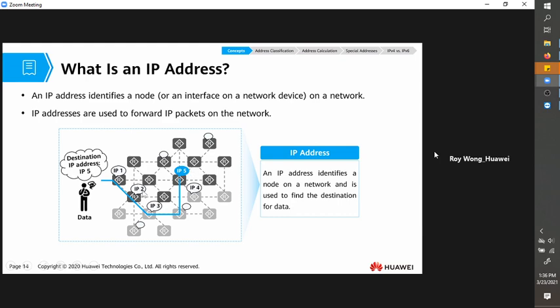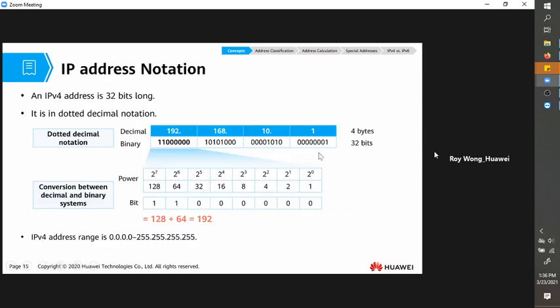Okay, right here the IPs have a different subnet. Then the next one, the IP address notations. IPv4 is a total of 32 bits long. It's in dotted decimal notation. So the example right here, the IP address 192.168.10.1 is 4 bytes. And when we convert, it becomes binary.